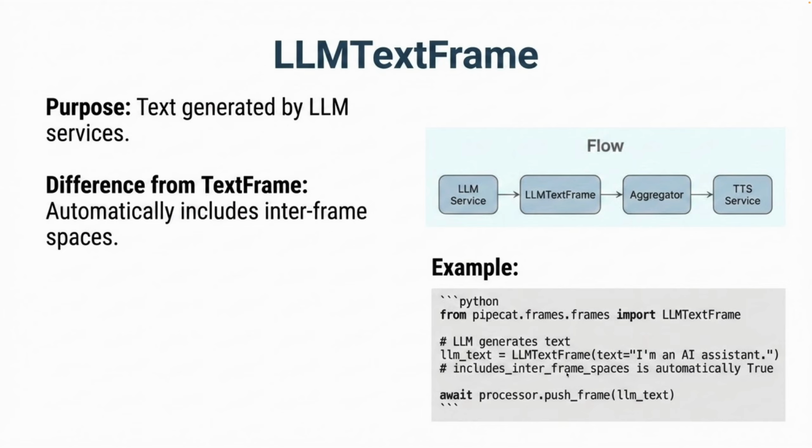And these interframe spaces, like, I'm an assistant, and let's say the next text is how can I help you. So it already includes the interframe spaces. If it did not have the interframe spaces, like it was set to false, then the whole thing, I'm an AI assistant, how can I help you, will be one whole thing. And our TTS engine might not take a pause between after the assistant and how can I help you. So if interframe spaces are there, it might take a small pause to make it sound natural.